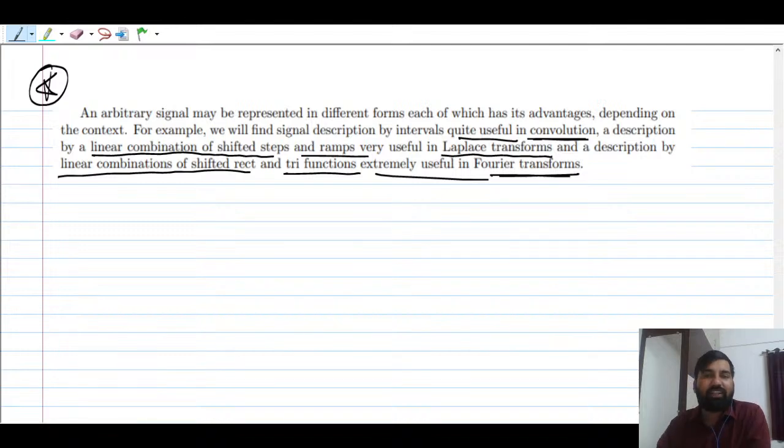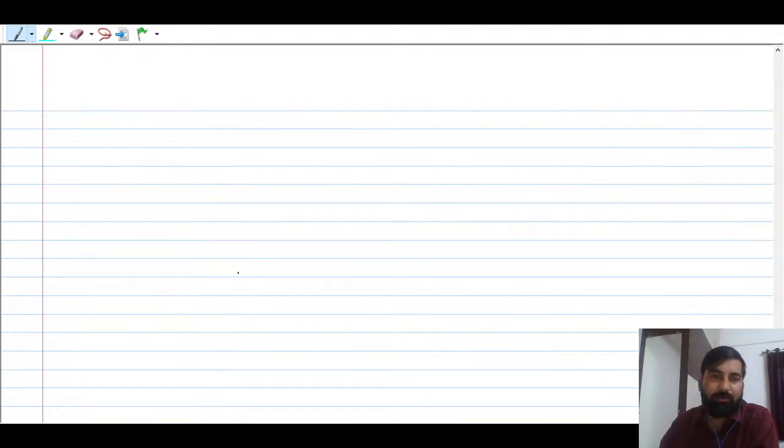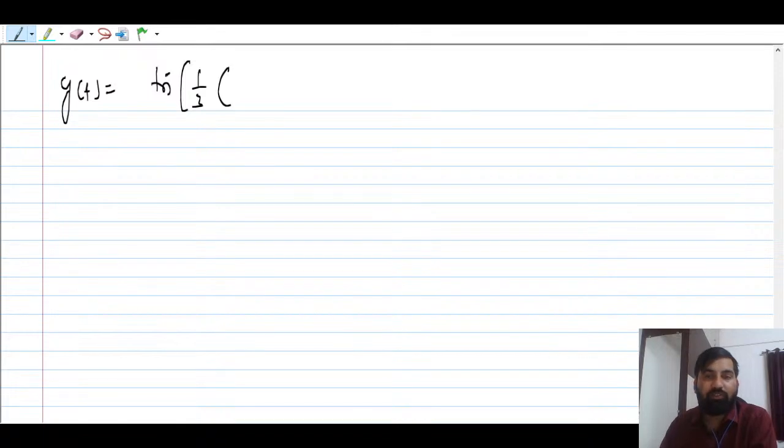And why I'm telling this, because they might give you the question. So let me take one very easy question. Suppose you have to sketch, in fact, y of t equal to triangular of 1 by 3, 1 by 3 t minus 1. You have to plot this.